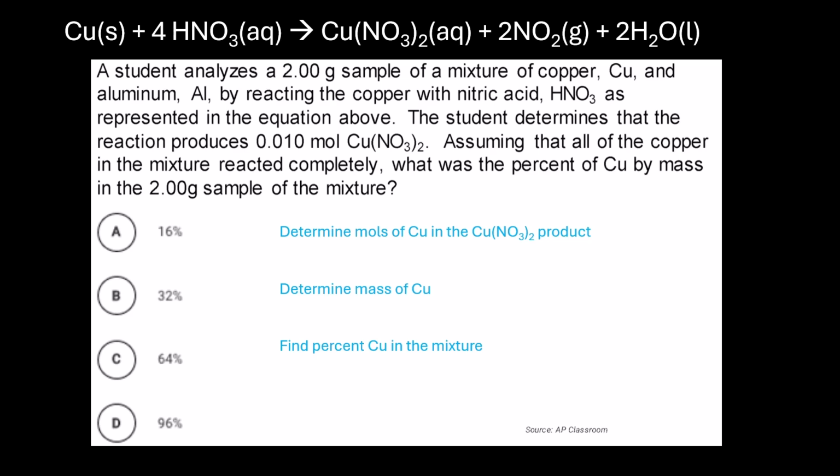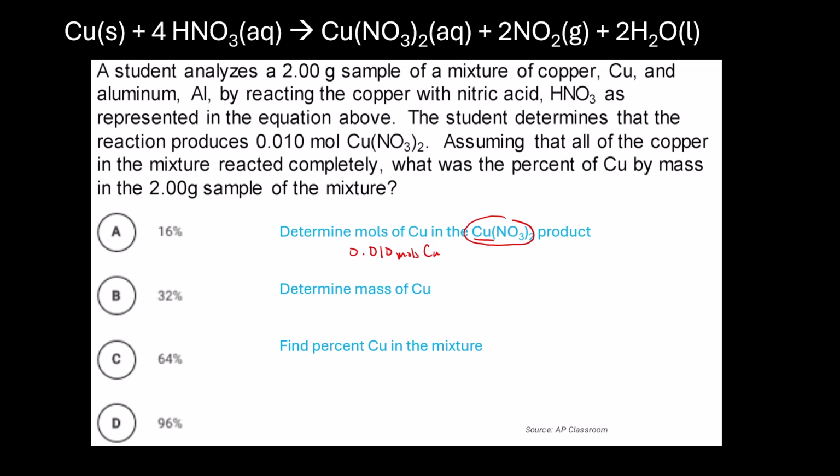So first we need to determine the number of the moles of copper in the product. And so if you notice here, we are looking at a 1-to-1 ratio. And the reason that I got that is because we have one copper atom for the entire molecule. And so if we have 0.010 moles of the product, we have 0.01 moles of copper. So let's go moles of Cu.